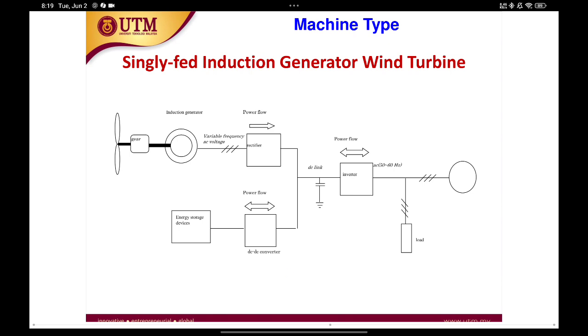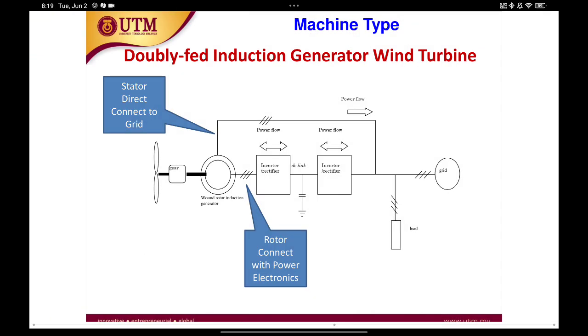So this is a single fed induction generator wind turbine. You can see here, this is single fed. Okay, you have to be careful. There are single fed and double fed. Single fed is basically you connect the stator to the grid. This is the grid. So this one is the single fed induction generator.